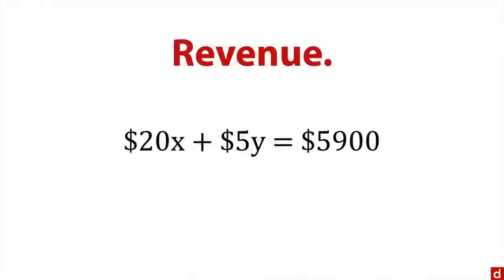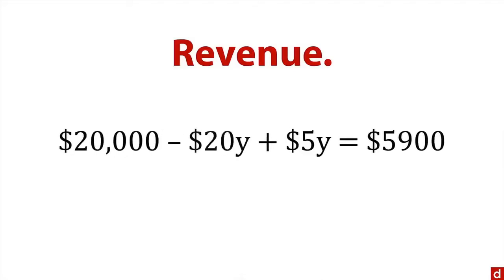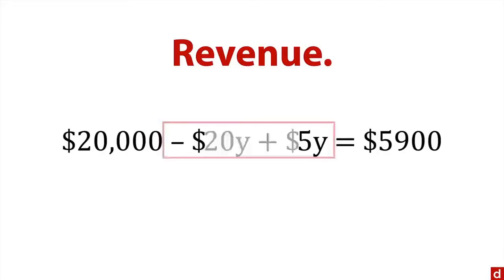Then we go to revenue. And we know from earlier that our sales at these two price points add up to $5,900 total. Well, what we're going to do is take this X that's right here and replace it with the equation we just got, which is 1,000 minus Y. Then we multiply that through and we get 20,000 minus 20Y plus 5Y equals 5,900. Well, we can subtract these two because they're on the same thing. So 20Y minus 5Y, and we get 15Y.